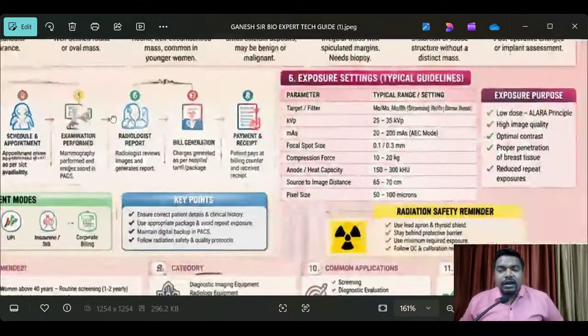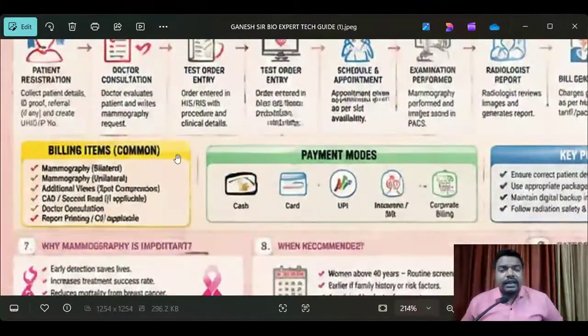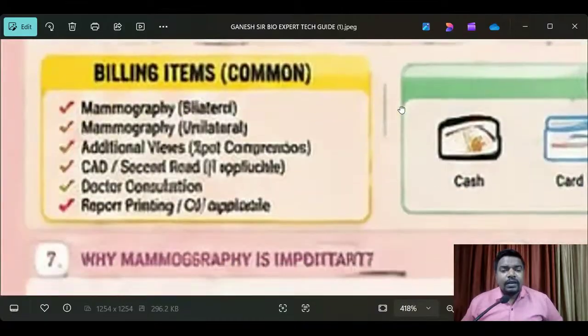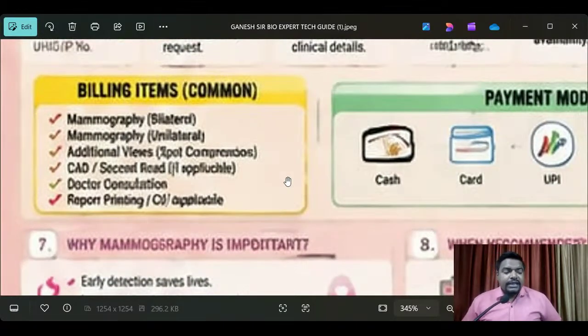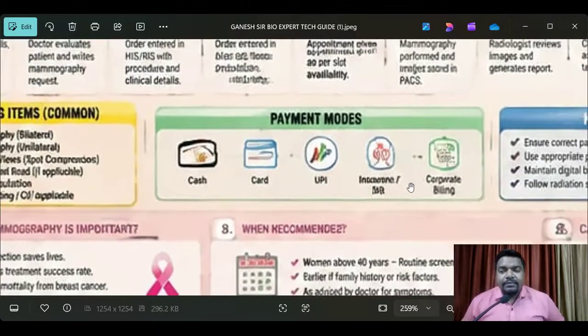Come on. Next, exposure settings typically, see here. These are the typical settings I have given, and the exposure purpose also I have given. I have explained also. Now here, see here, common billing items. Common mammography billing items: bilateral mammography, unilateral mammography, additional views, spot views, CAD, detector, and reprinting. These are the common billing purposes. And payment modes: cash, card, and UPI, and anything else depends on hospital management, whatever they apply.